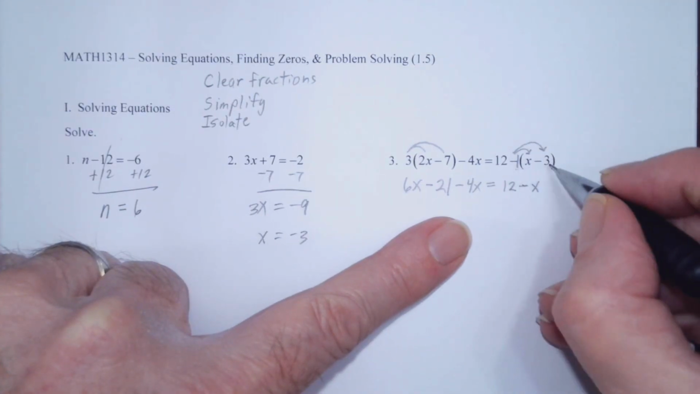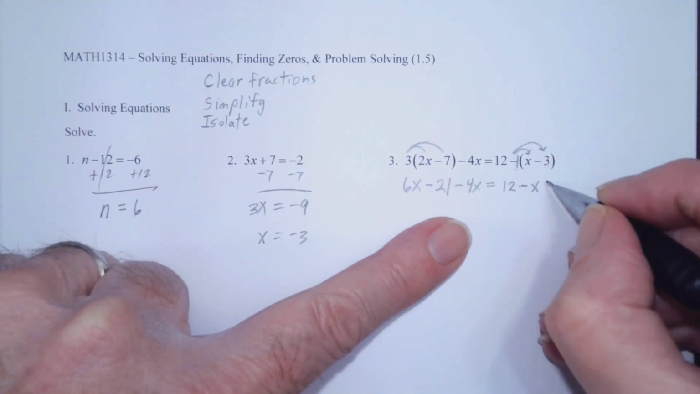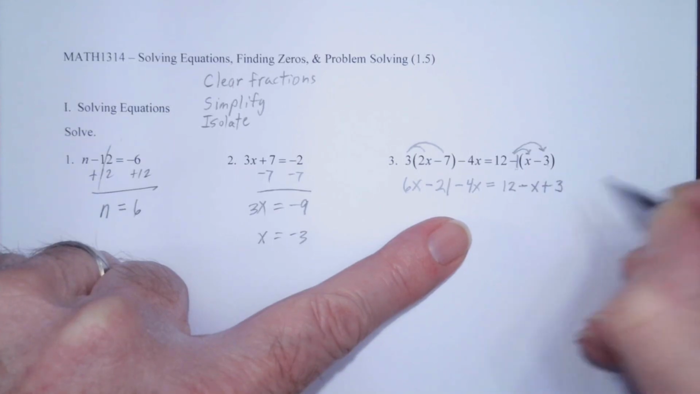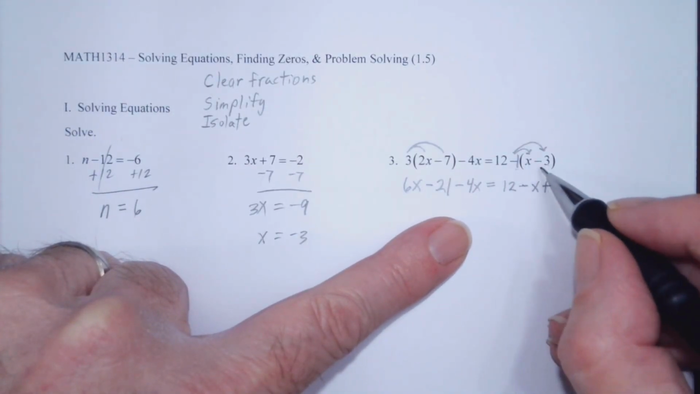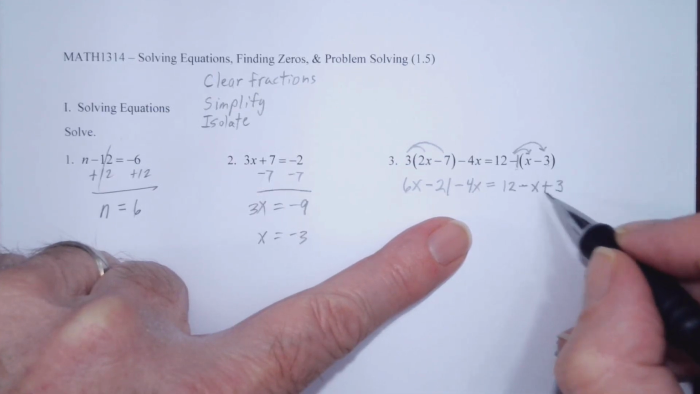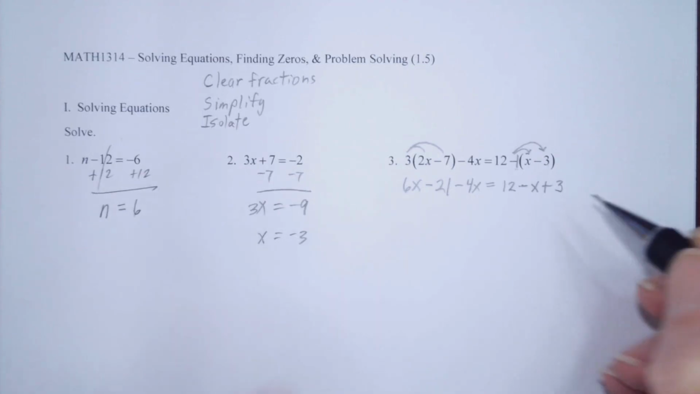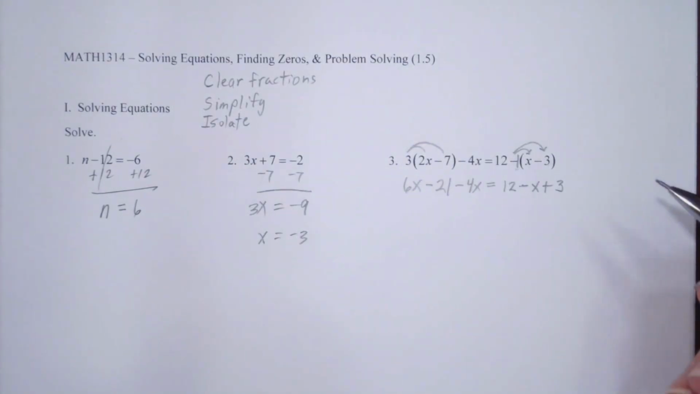And negative 1 times negative 3 would be a plus, or positive 3. We'll write plus 3. So notice a minus in front of parentheses has the effect that it changes the sign of each term in the parentheses. And that's what happens when you multiply by negative 1.